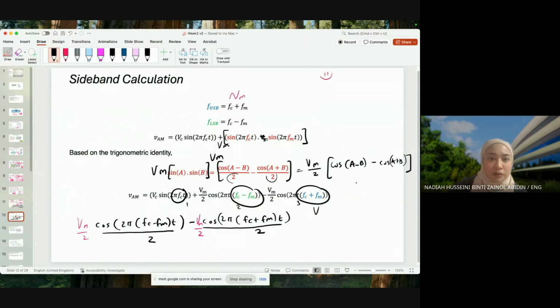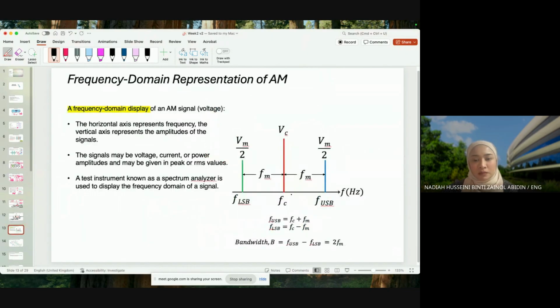So let's try to draw this in the frequency domain. This is the frequency, this is the carrier frequency. This is the upper sideband frequency, which is FC plus FM. And this is the lower sideband frequency, which is FC minus FM. Okay, so 3 components that I saw in my math equation. This is what is represented in the frequency domain.